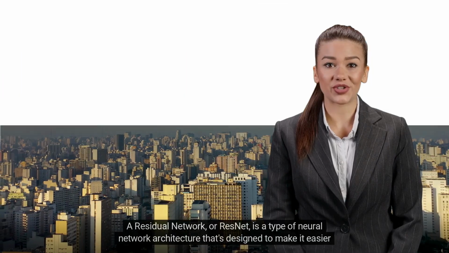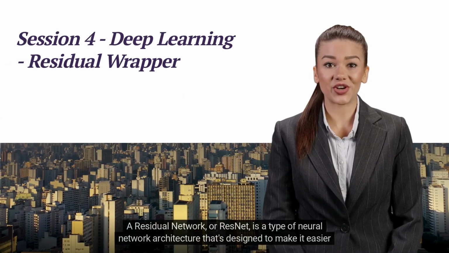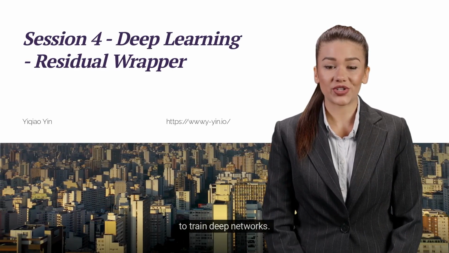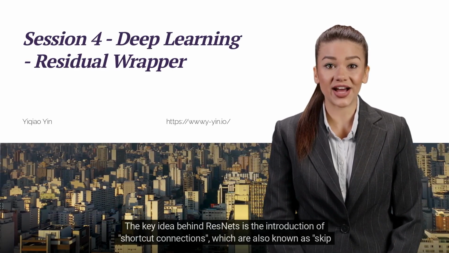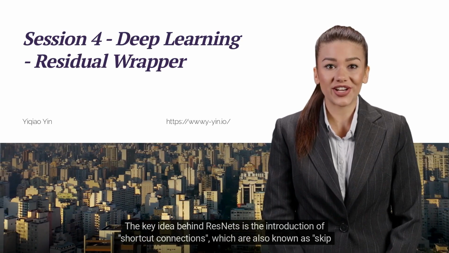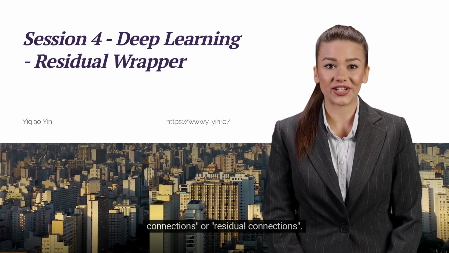A residual network, or ResNet, is a type of neural network architecture that's designed to make it easier to train deep networks. The key idea behind ResNets is the introduction of shortcut connections, which are also known as skip connections or residual connections.